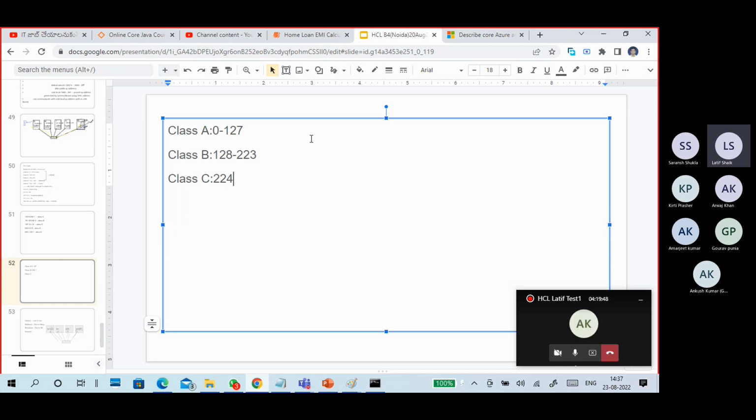224 to 239, right? So the first portion is called the network portion. The remaining portion is the host portion. Network, host, network, host.